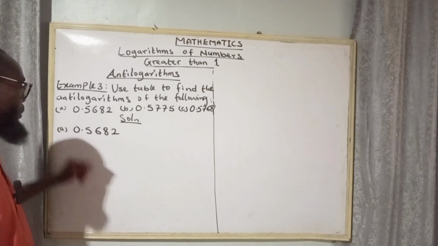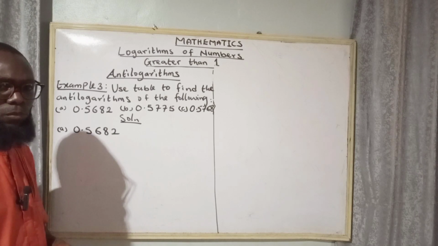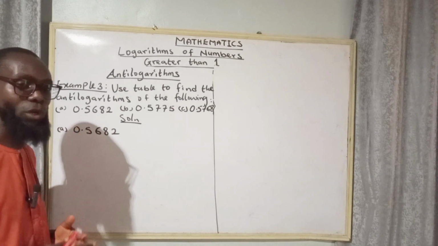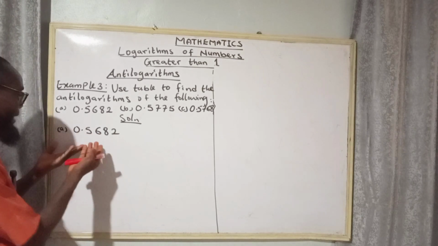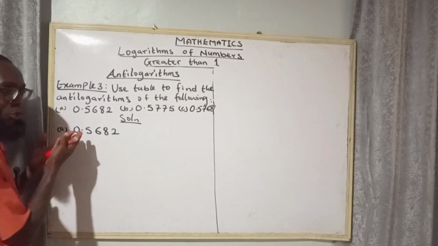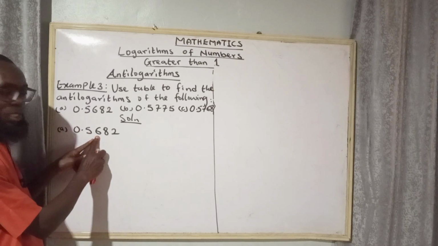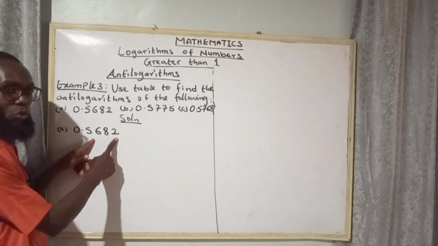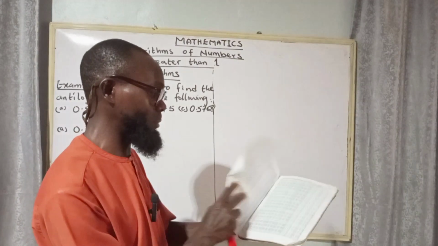A. 0.5682. To find the anti-logarithm, we are going to look for the anti-logarithm of the decimal fractions. This is our logarithm here. You check the anti-logarithm table for 56 under its difference 2. Now we move on to anti-logarithm.